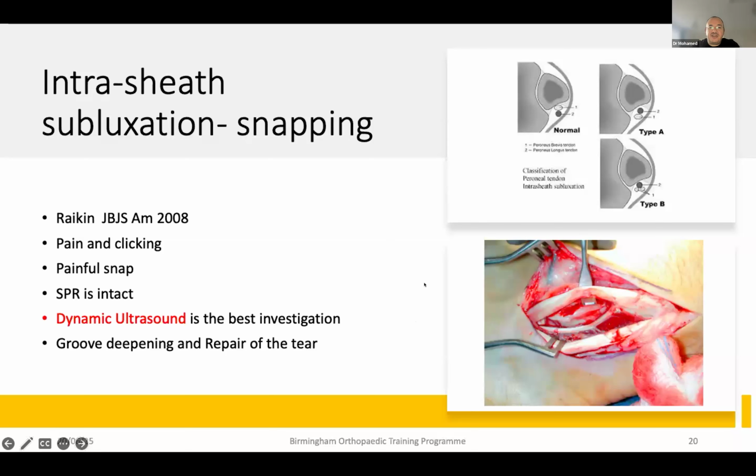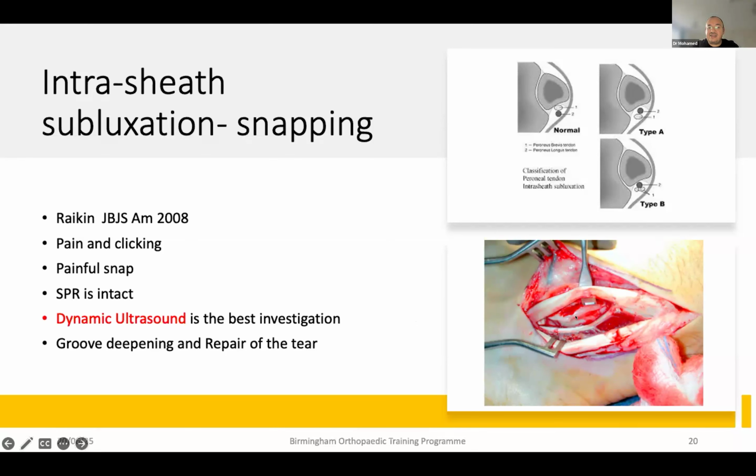The common variation of subluxation or dislocation of the peroneal tendons is to have an intra-sheath subluxation. Intra-sheath subluxation or snapping was firstly described in 2006. Then Raikin classified it in 2008. The patient comes with pain and clicking, but there is no clear dislocation of the tendon. Tendons are still in place. It's just the patient has the feeling of pain or clicking.